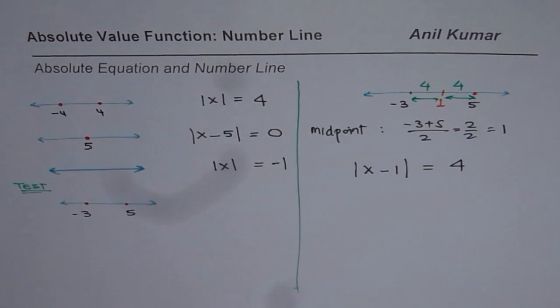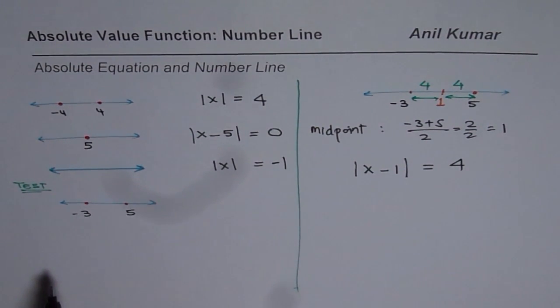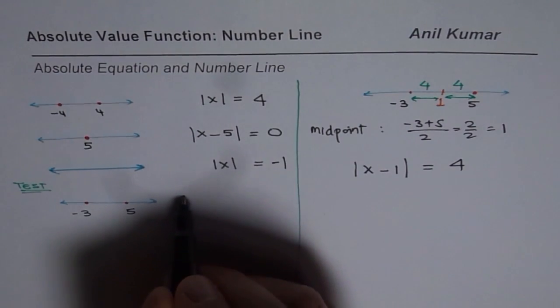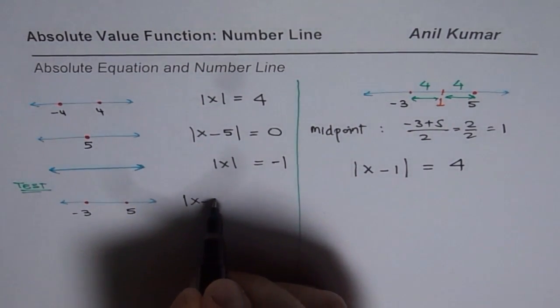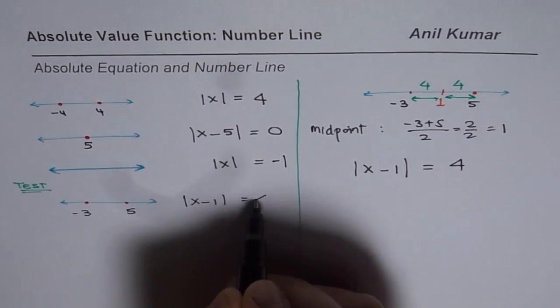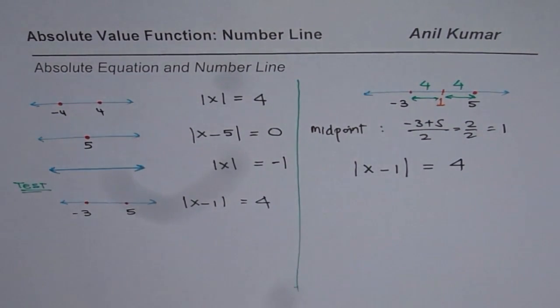You get an idea, right? So that is how we could get solution for such an equation, correct? So here we will get absolute x minus 1 equals to 4, correct? So that is how you should find. This is a very interesting question.